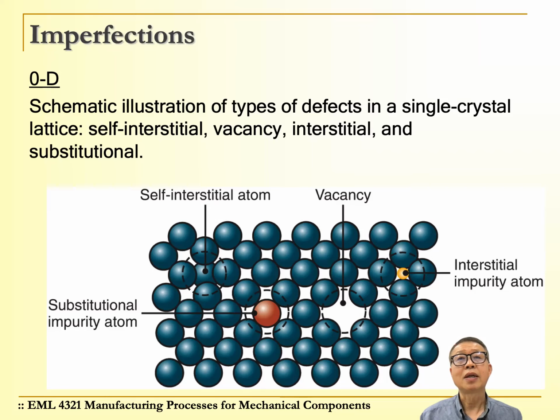which acts as an imperfection in this case, and vacancy, empty site. This is supposed to be occupied by the host atom, but it's not there. And the interstitial impurity atom may be squeezed into the empty spot between the host atoms.